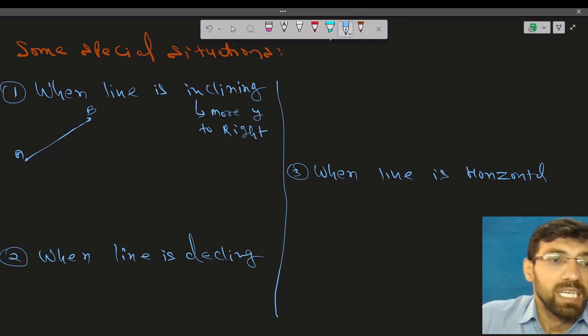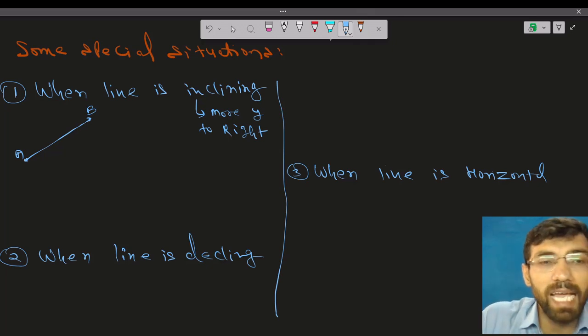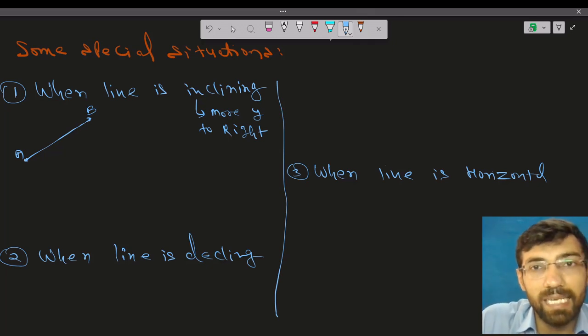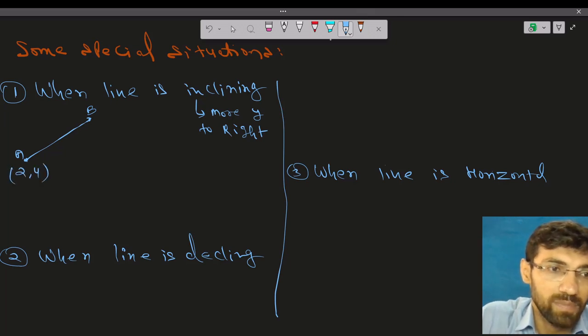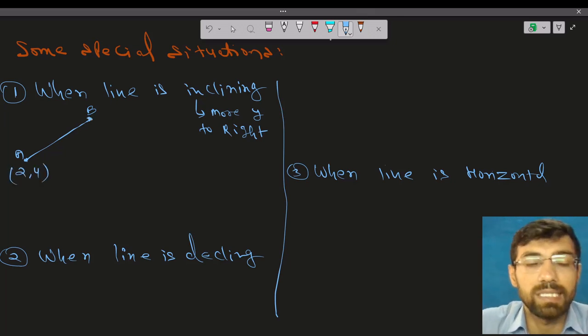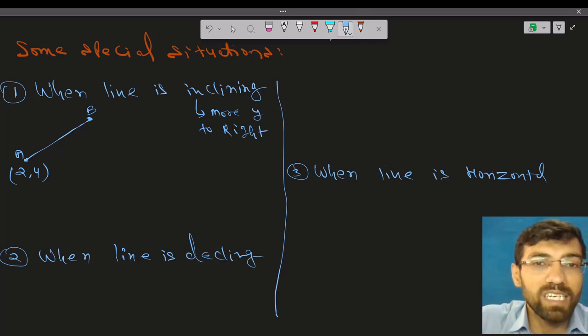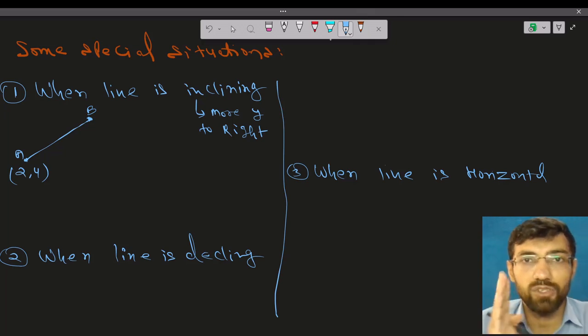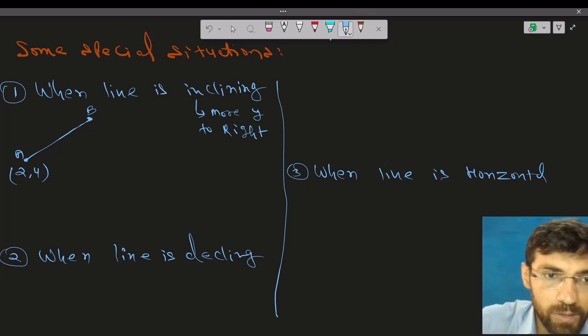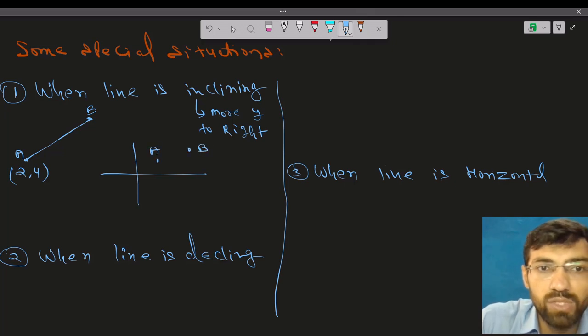Okay, so here let us understand the coordinates. Let us assume the coordinate of point A is 2 comma 4, suppose. So what about the coordinate of point B? B is to the right of A. If this is the x-axis, this is point A, and this is point B. Whose x coordinate will be more? If you move to the right, my x coordinate increases.